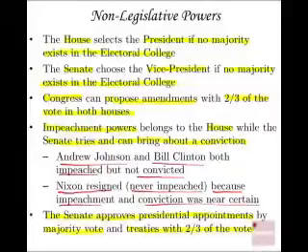Now, you're not going to see a whole lot of treaties. Mostly a way to bypass this is through executive agreements, because treaties require two-thirds approval from the Senate. So when possible, presidents generally try to avoid treaties, and they'll tend to go with executive agreements.